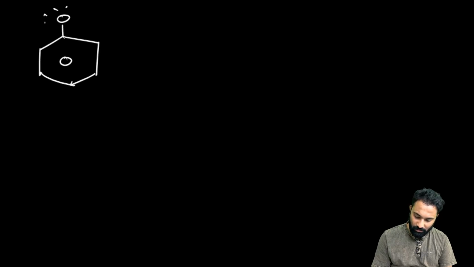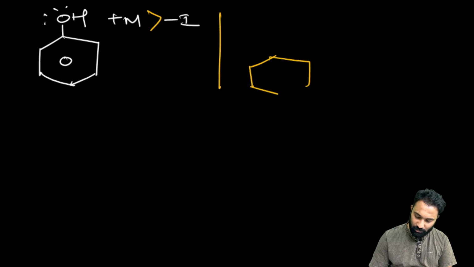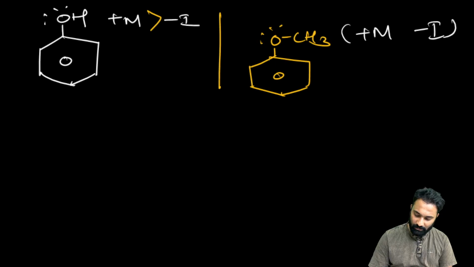This phenol will show two types of electronic effects. One is the plus M effect and one is the minus I effect. But among them, the plus M effect is more dominating for phenol. Clear? Next, this is very important, you have to remember. When it comes to methoxybenzene, it also shows two types of effects. One is a plus M and one is a minus I, and the plus M effect is more dominating.